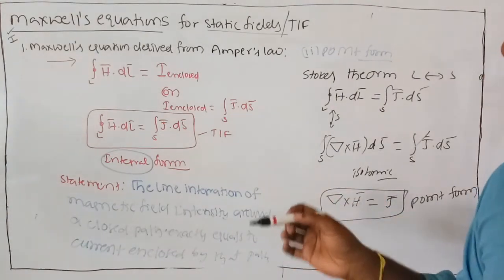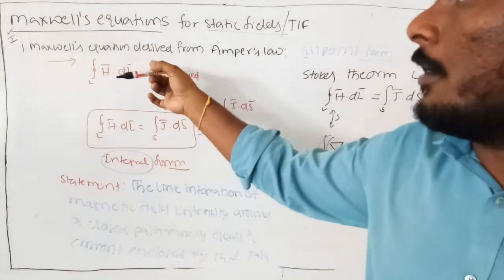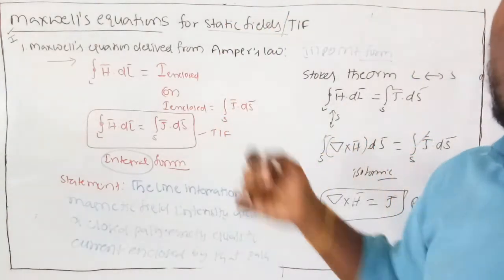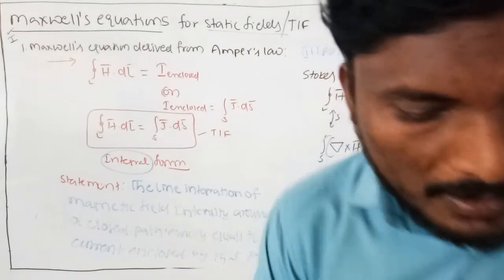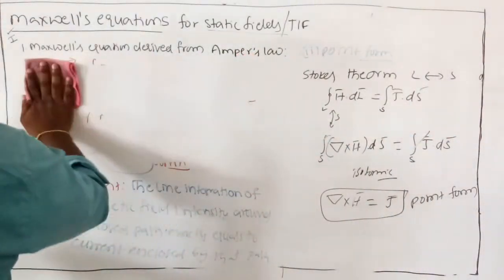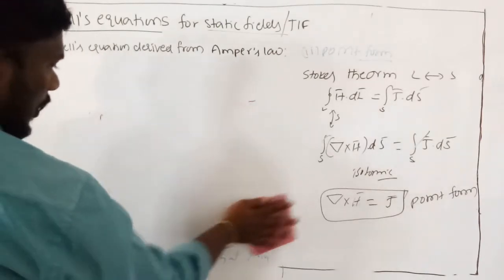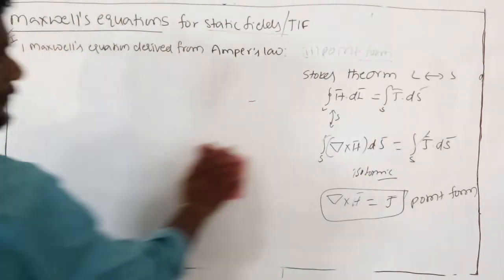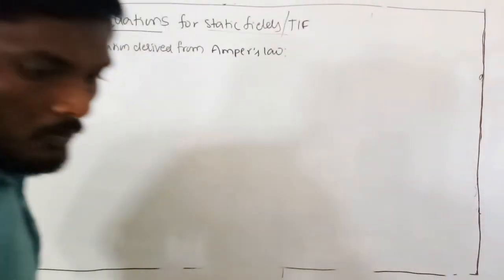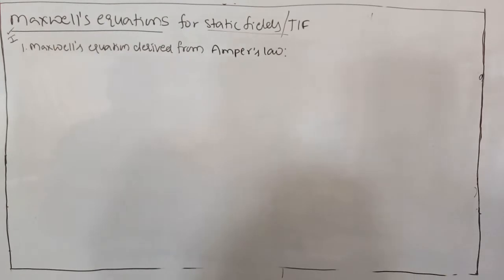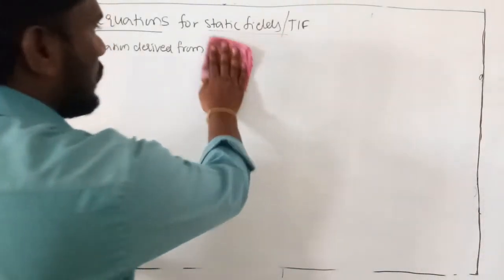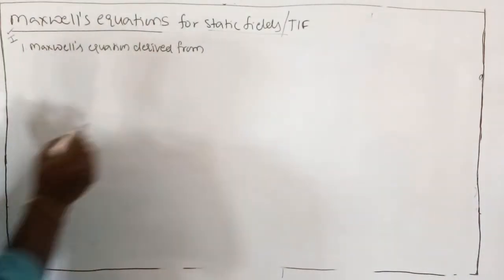So how many equations did you get till now? In the earlier one, Maxwell's equation derived from Faraday's law, you have 2 equations. Now here you have 2 equations, so totally 4 equations are completed. Now we'll see one more step. What is that? Maxwell's equation derived from Gauss law for electrostatics. What is the statement of Gauss law? Total electric flux passing through any irregular surface area is equal to the charge enclosed by that surface area.